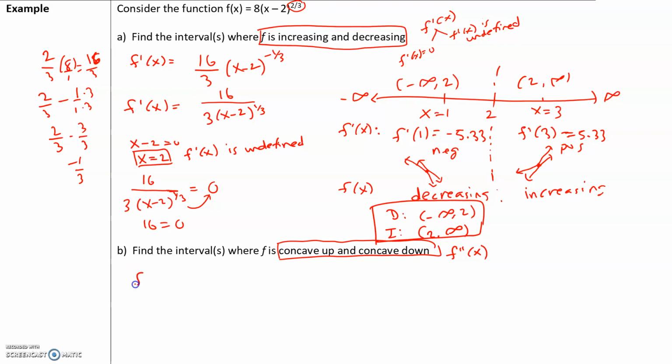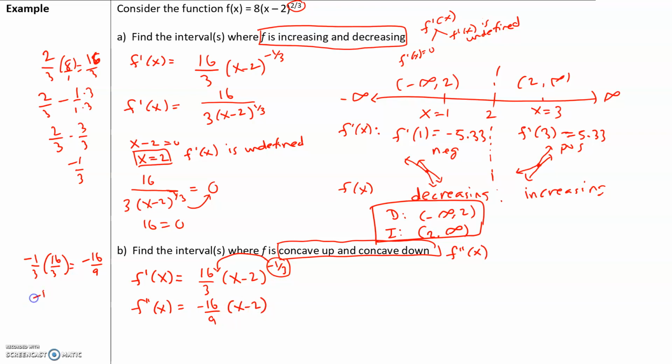Our first derivative, f prime of x, is equal to this whole quantity, which is 16 over 3 times x minus 2 raised to the negative 1/3 power. To find the second derivative, we take the negative 1/3 and multiply it with the 16/3. So let me do the work on the side. If I have negative 1/3 times 16 over 3, this gives me negative 16 over 9. So my second derivative starts with negative 16 over 9 times x minus 2.